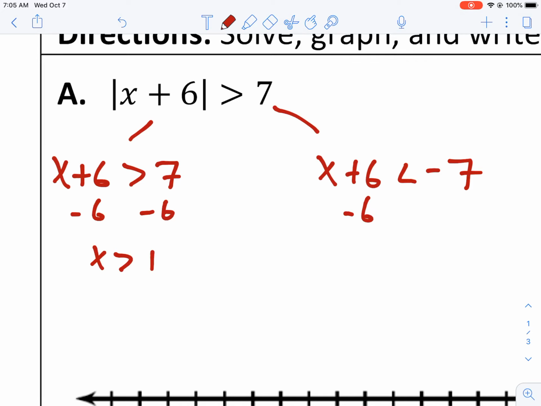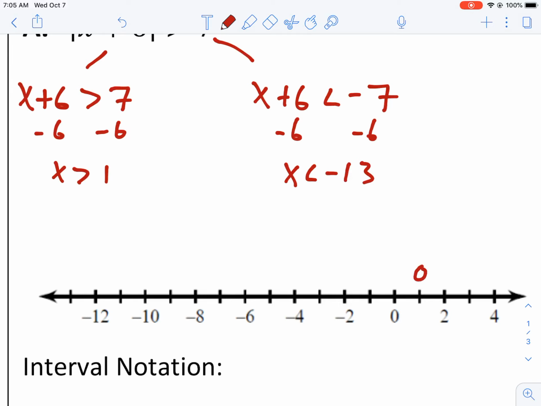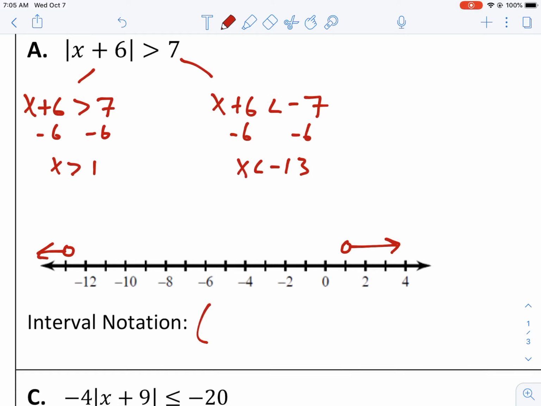So once you flip the sign, all right, you've created two problems that you can put on your graph. So we've got x is greater than 1, so that's an open dot at 1, greater than goes to the right. X is less than negative 13, that's an open dot going to the left for less than. So our interval notation, we have negative infinity to negative 13. And then we have 1 to infinity, all right?